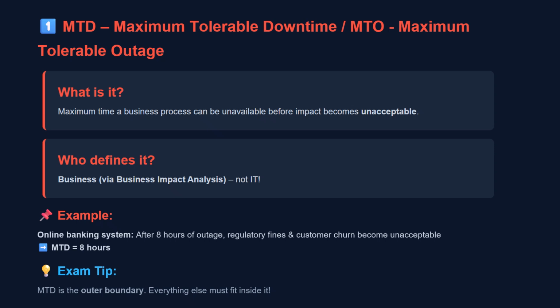For example, imagine an online banking system. If the system is down for more than 8 hours, the organization may face regulatory penalties, financial loss, and customer churn. So in this case, MTD is 8 hours. Exam tip: MTD is the outer boundary. Everything else, technology, recovery plans, budgets, must fit inside this limit.